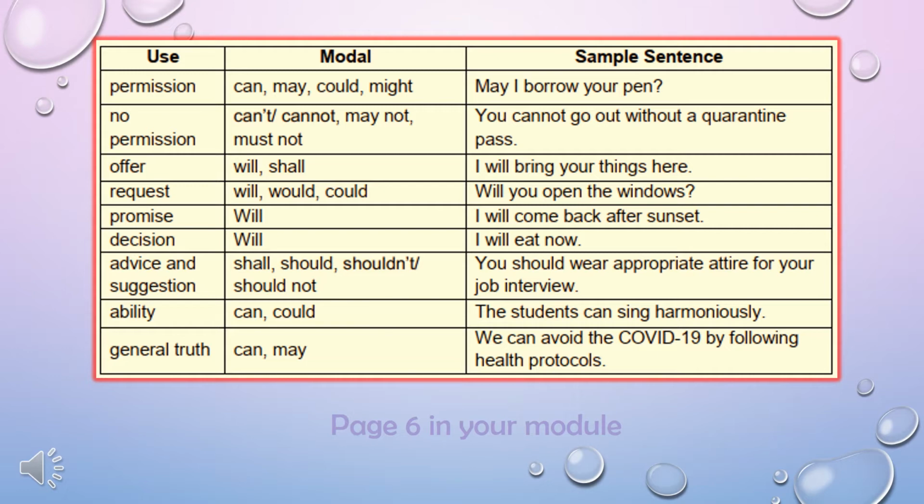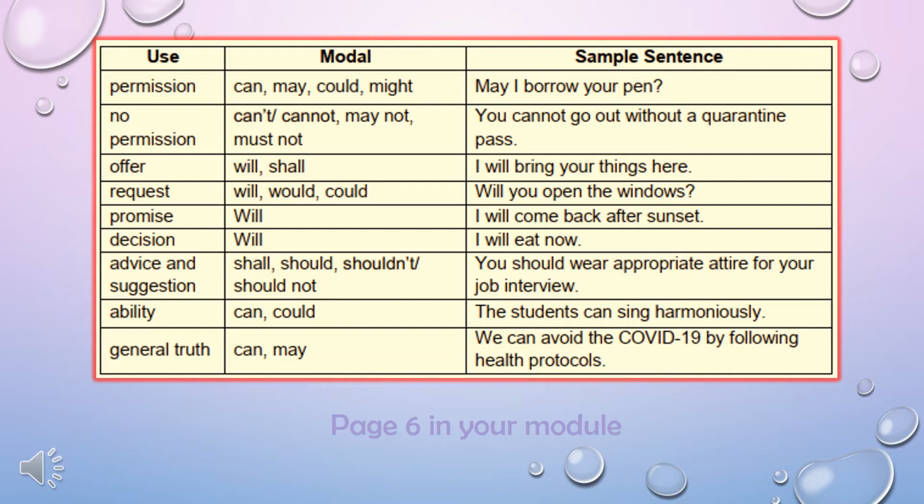The modals will and shall are used to offer. In our sample sentence, I will bring your things here. The modal will shows an offer to bring your things here. Next, the modals will, would, and could are used to show request. In our sample sentence, will you open the windows? The modal will shows a request.